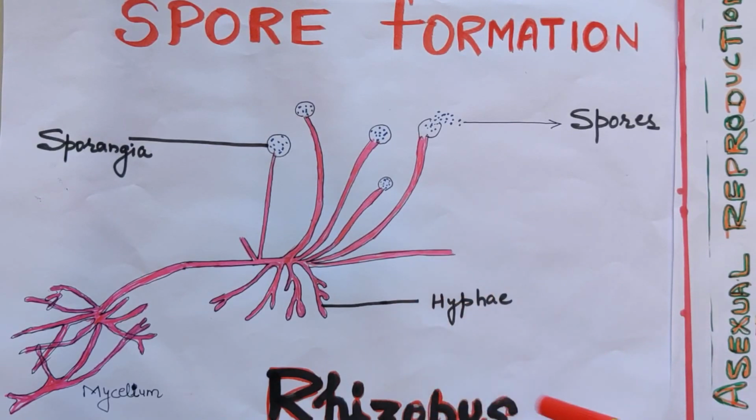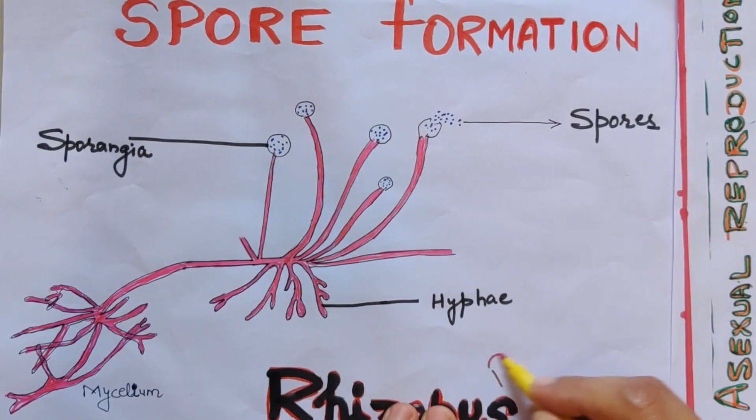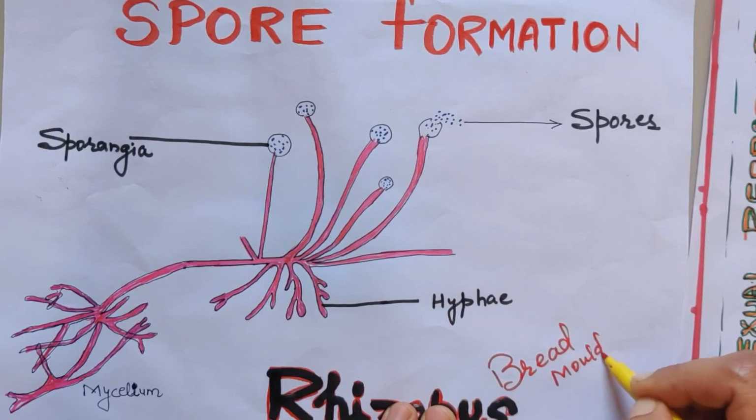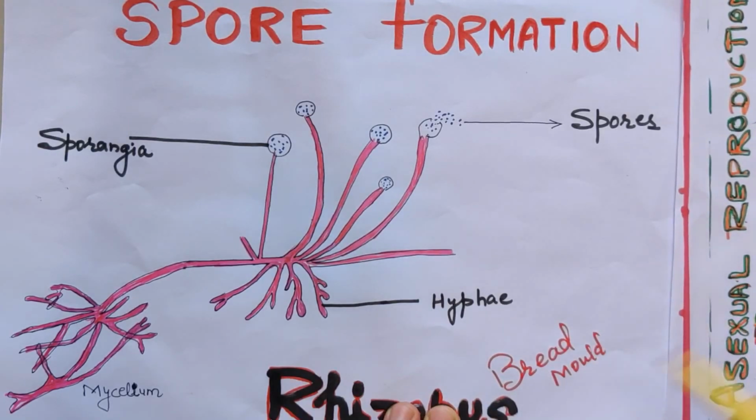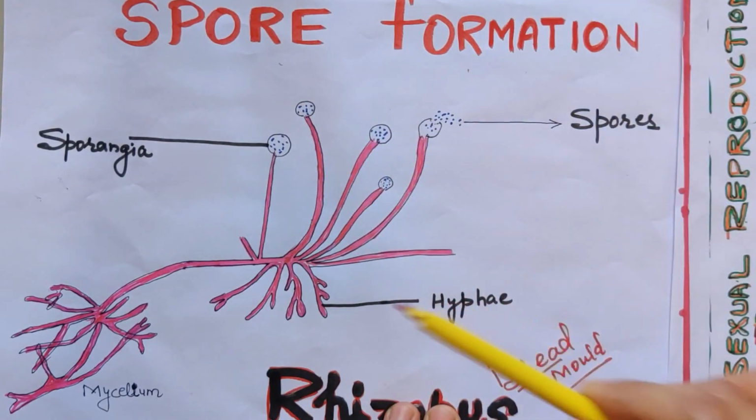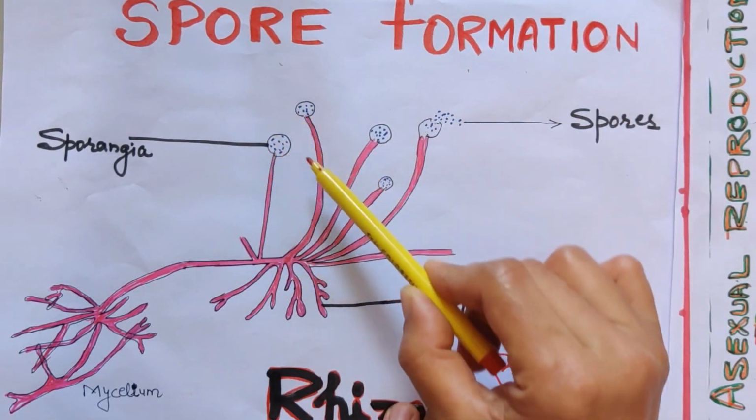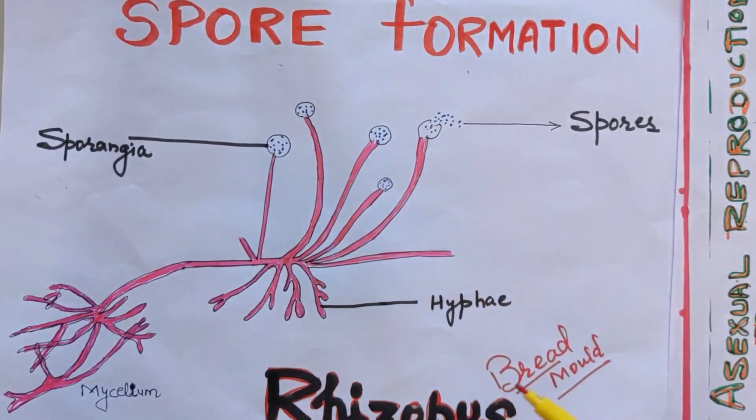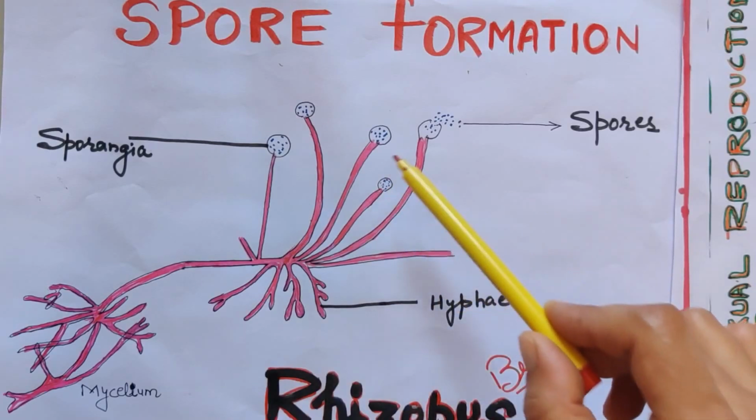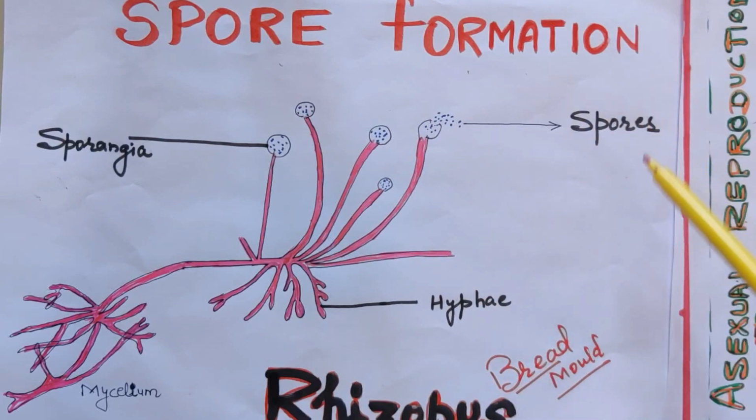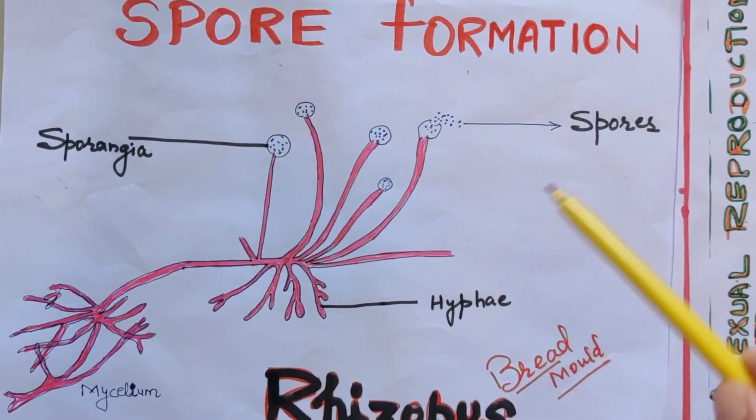So Rhizopus, commonly called bread mold, how does it reproduce? It reproduces by spore formation. This fruiting body, this blob-like structure, is called the sporangium. Inside the sporangia, spores are formed, and when the sporangia rupture, spores are released, and on getting favorable conditions to germinate, they form a new fungus.